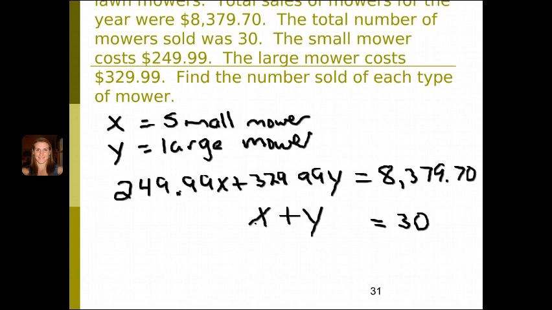And once you've used one of your solving systems methods, you will get that X equals 19 and Y equals 12. Where they intersect is where they will be equal. Find the number sold of each type of mower. So therefore we have 19 small and we have 12 large.